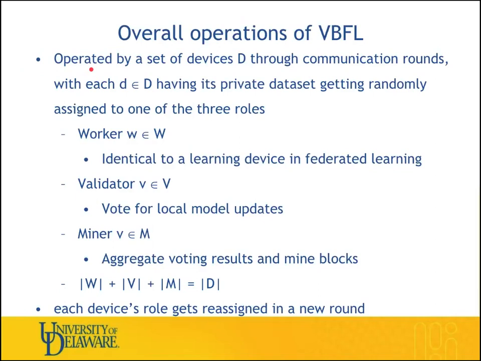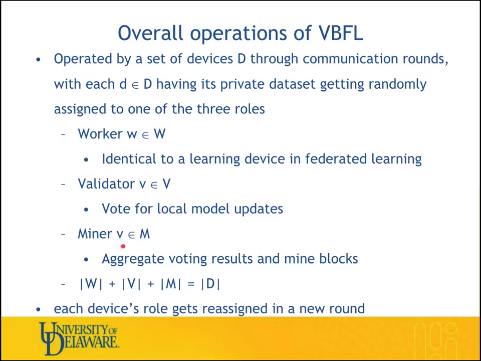So now let's go through the overall operations of Vbfl. Vbfl is operated by a set of devices, capital D, with each device, little d, having its own training set and test set. Similar to vanilla federated learning, Vbfl also carries out learning operations through communication rounds. Each device little d is randomly assigned to one of the 3 roles at the beginning of each communication round: a worker W, a validator V, or a miner M.